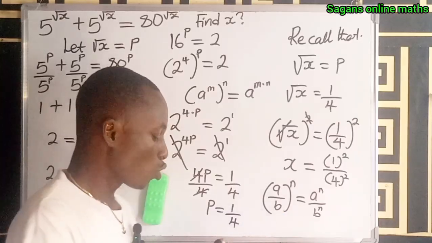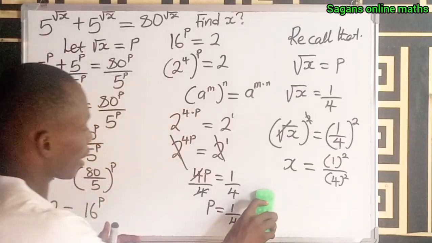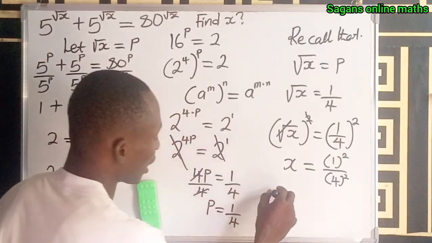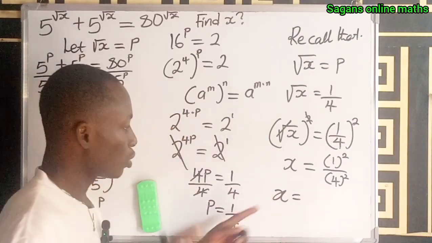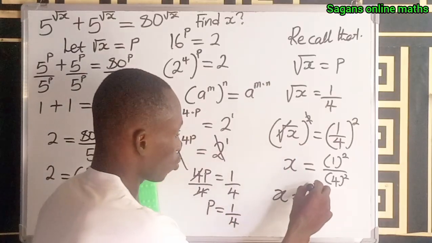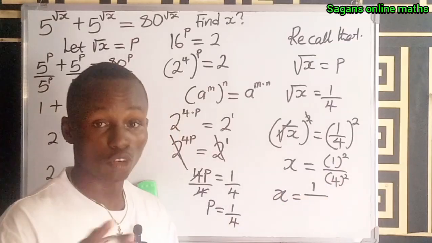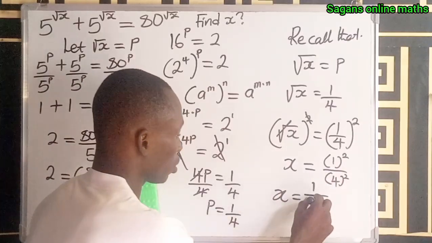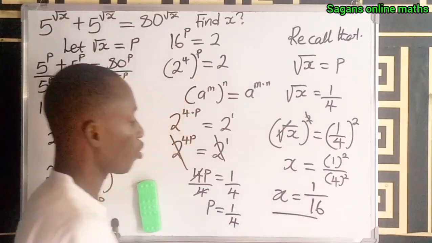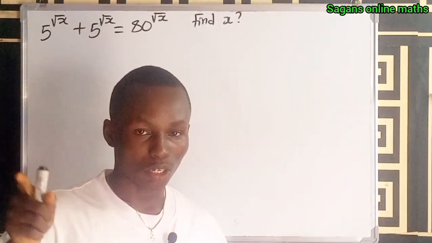So from this point, we can determine the value of x. We know that x will be equal to, 1 to the power of 2 simply means 1 times 1, which is 1. So here is 1 as the numerator, then divided by 4 to the power of 2, which simply means 4 times 4, which is 16. So we can see that the value of x is 1 divided by 16. That is case 1 or method 1.